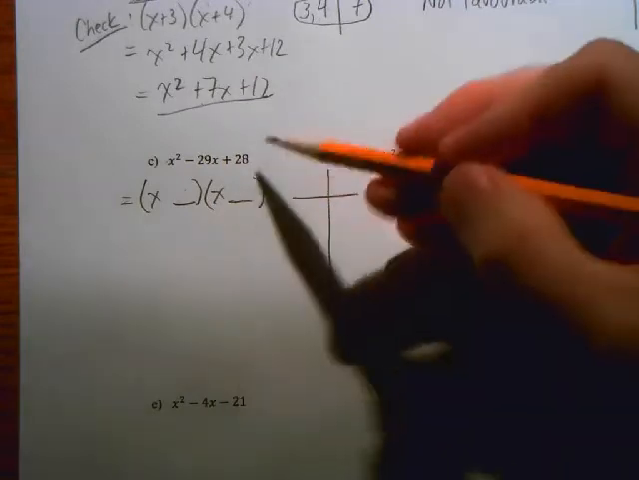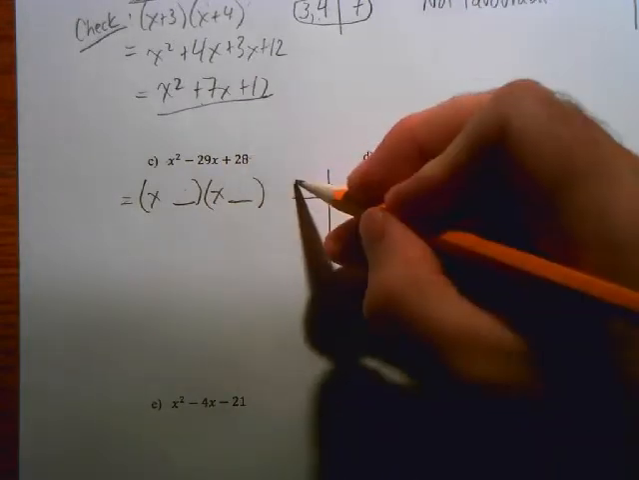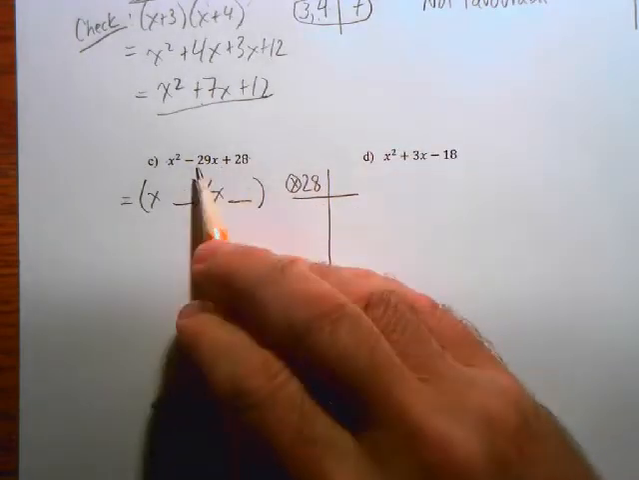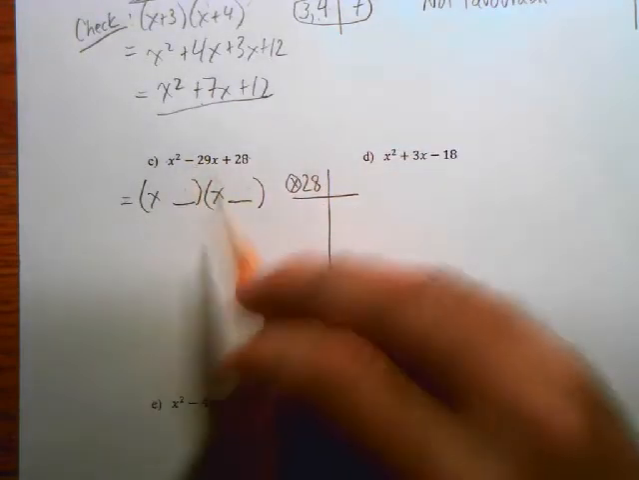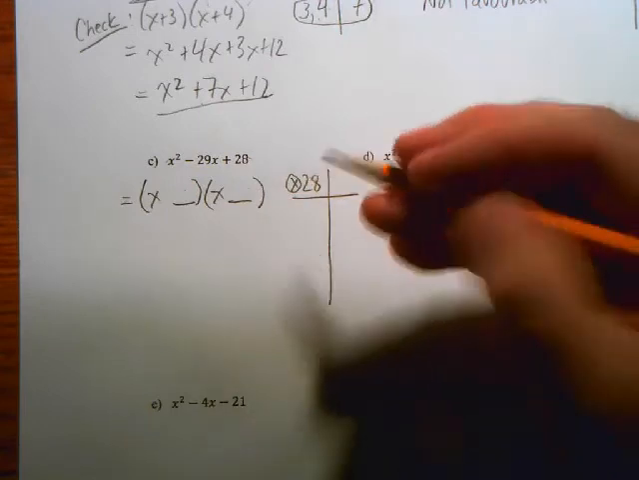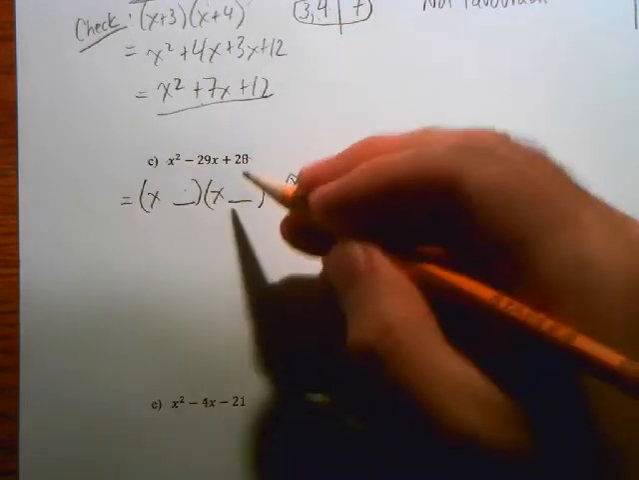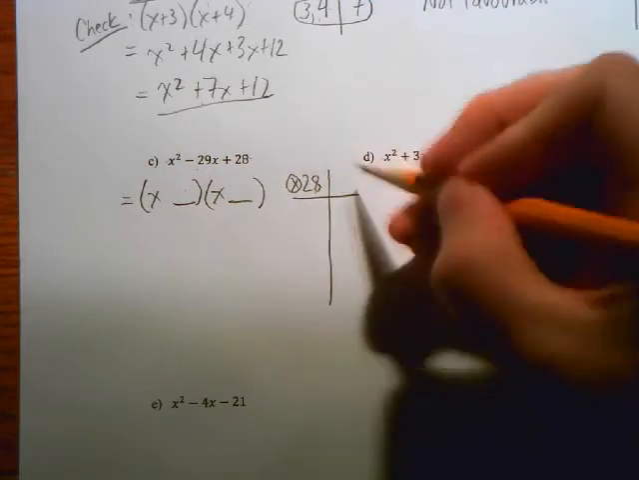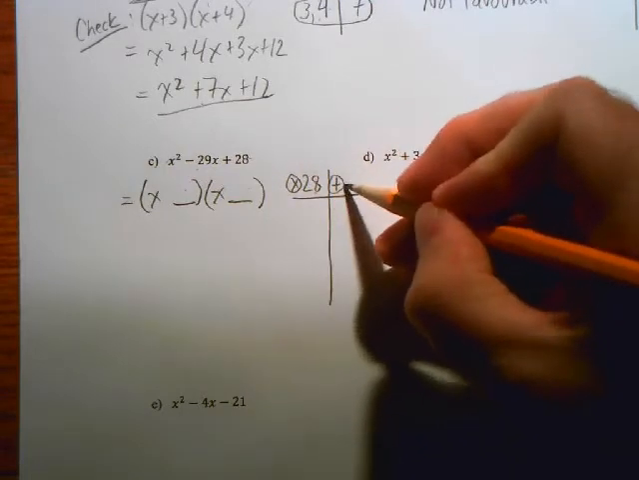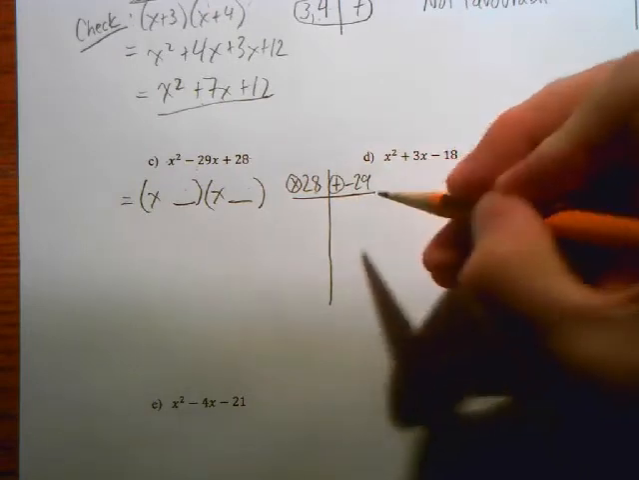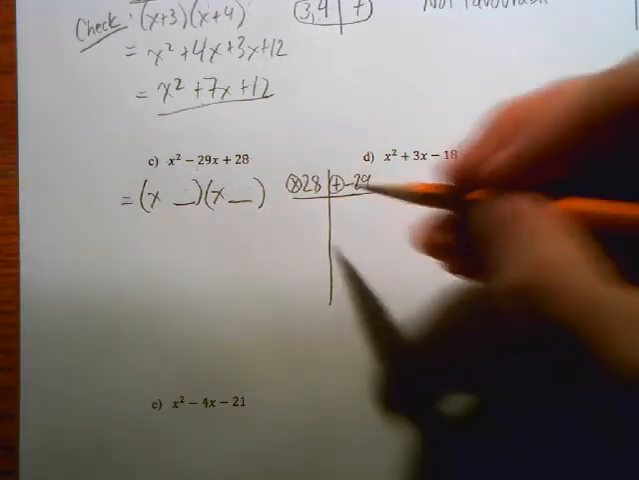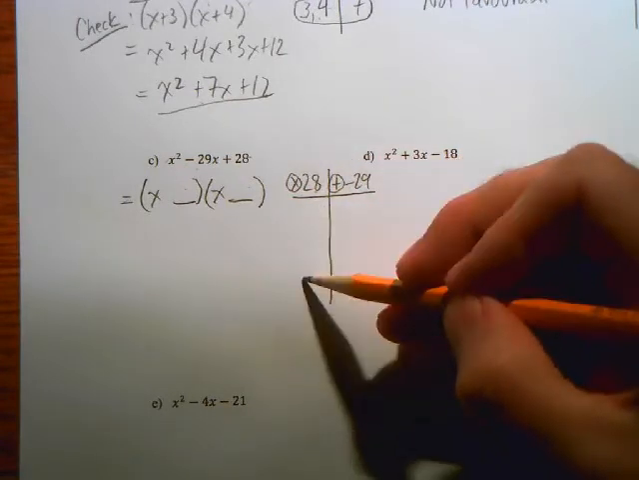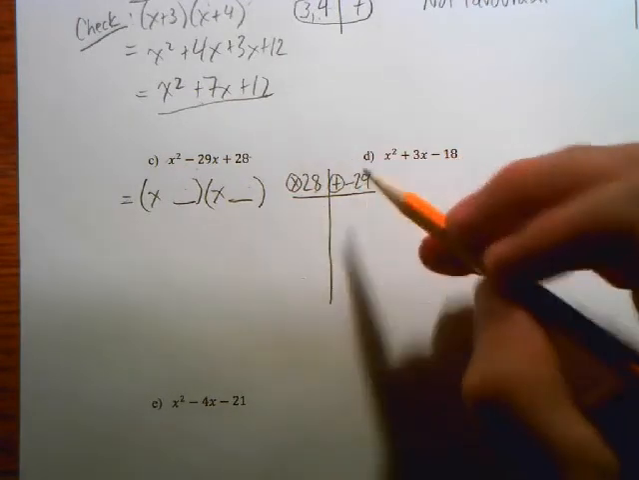Well, we know they multiply to positive 28, and this time we actually have a negative. So this is where we're going to talk about the sign, and do it in the most efficient method. The two numbers multiply to 28 positive and add to negative 29. So we'll just ignore that for a second. We're going to create our factors of 28 and then go back to this negative business.